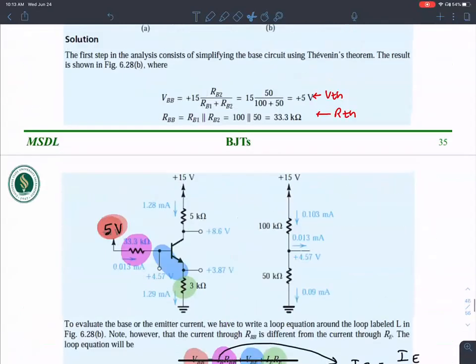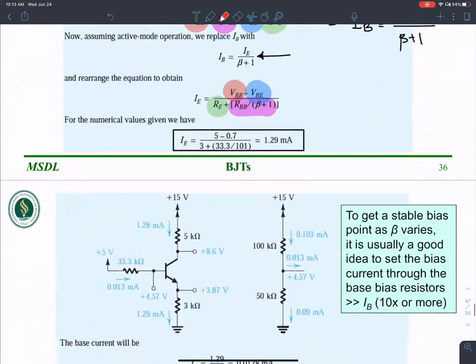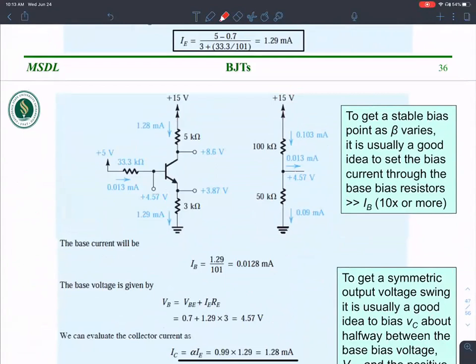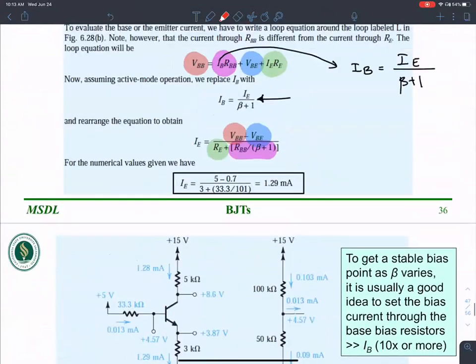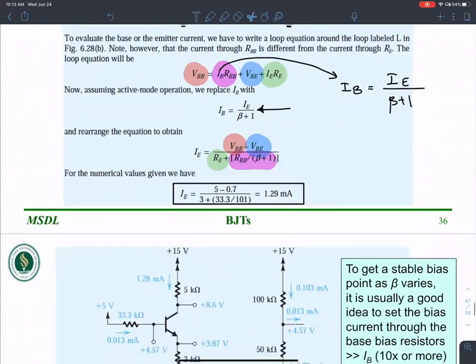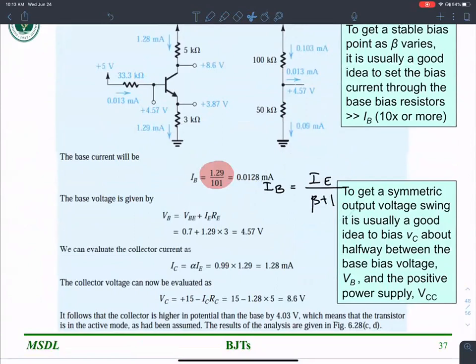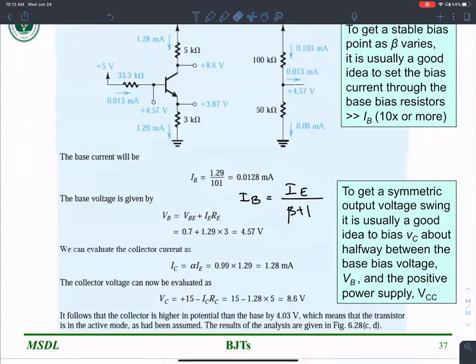Once I have the value for IE, of course, the beta value is given, right? So I should be able to calculate IB. Remember, IB was substituted to be this. IB is IE by beta plus 1. Beta is 100, IE is 0.129. So I get a value for IB. Okay, IB is that.